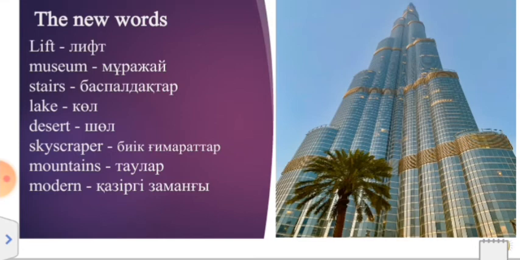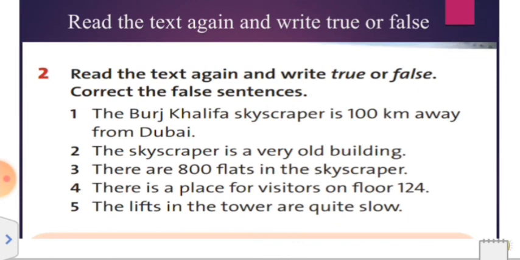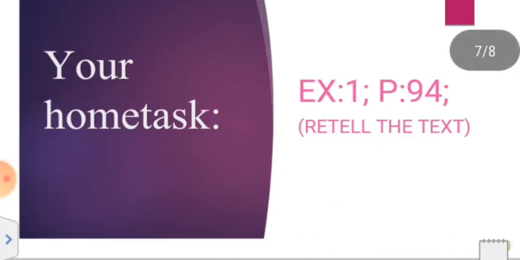So, children, you have to learn by heart these new words. Our next task is exercise number 2. You must read again this text and write true or false in your copybook. So our home task will be exercise number 1 at page number 94. You must retell the text in the next lesson.